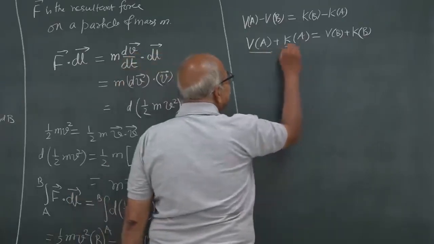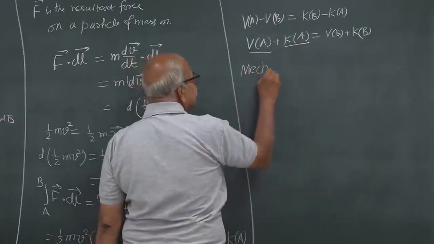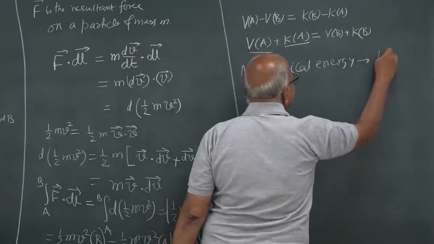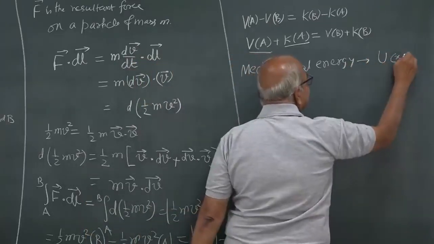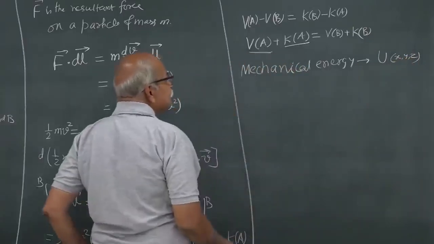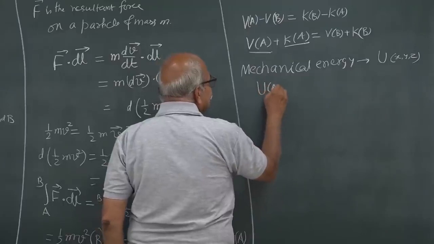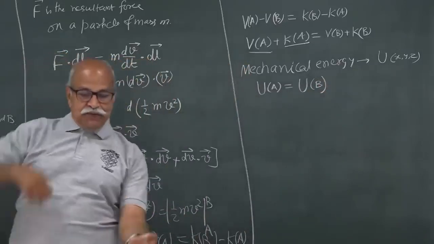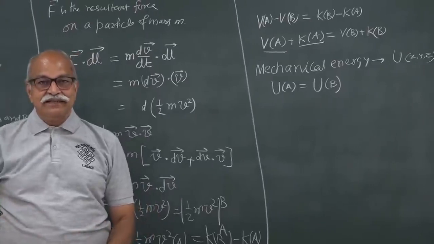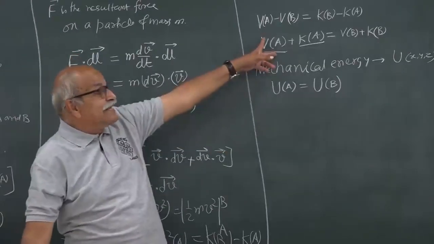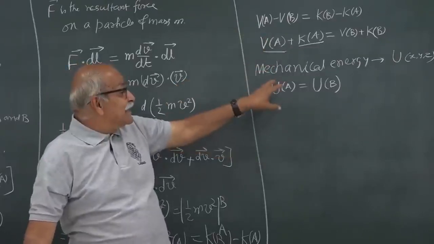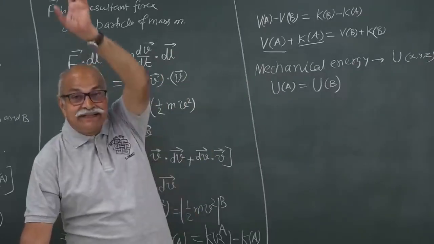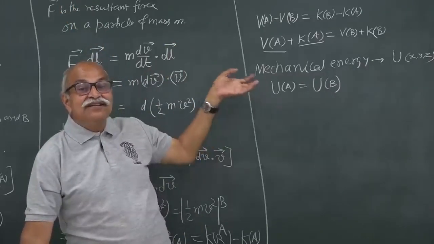And this potential energy plus kinetic energy is called mechanical energy, and if I denote it by some other symbol u, which is once again a function of x, y, z, then you have u at A is equal to u at B. So you go from here to here, your kinetic energy is changing. But if you term this as a potential energy and add to that, the total mechanical energy does not depend on x, y, z, it is the same at this point and at that point. So this is known as conservation of energy.